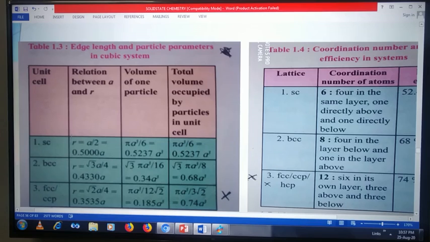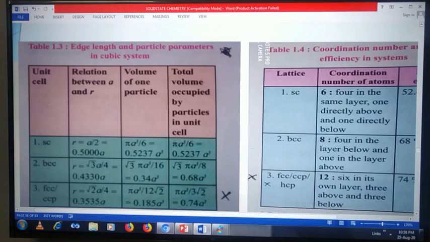Similar to the simple cubic and BCC, here also we can write the relation for the FCC and CCP. Actually this part is omitted for this year from your textbook. So the problems relating to these relations are not asked, that is, questions are not asked related to this FCC and CCP. But for convenience, or for JEE and NEET purposes, here we should remember this one. That is r is equal to root 2 a by 4.